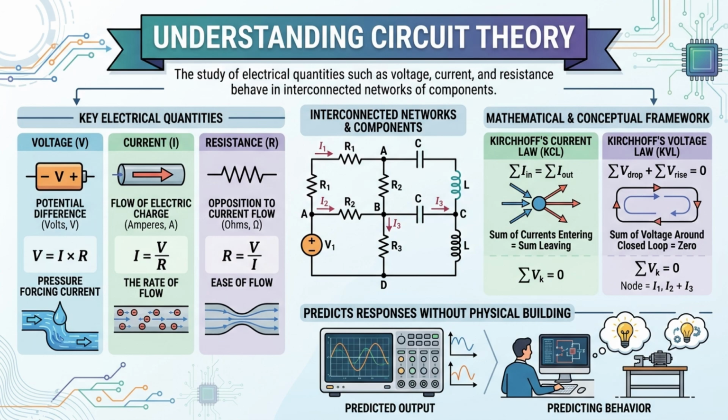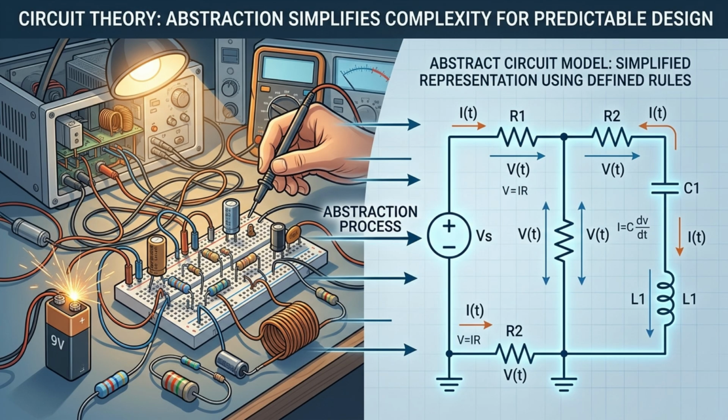Circuit theory is the study of how electrical quantities, such as voltage, current, and resistance, behave in interconnected networks of components. It provides a mathematical and conceptual framework that allows engineers to predict how a circuit will respond under different conditions without needing to physically build it first. At its core, circuit theory simplifies real electrical systems into models that can be analyzed using defined rules. These models help engineers understand how energy moves through resistors, capacitors, inductors, and sources in a controlled and predictable way. Without this abstraction, modern electronics design would be extremely complex and inefficient.